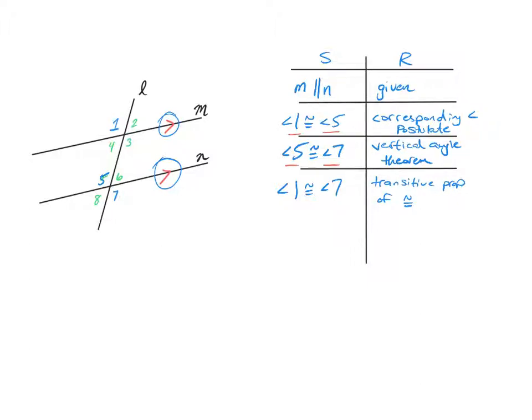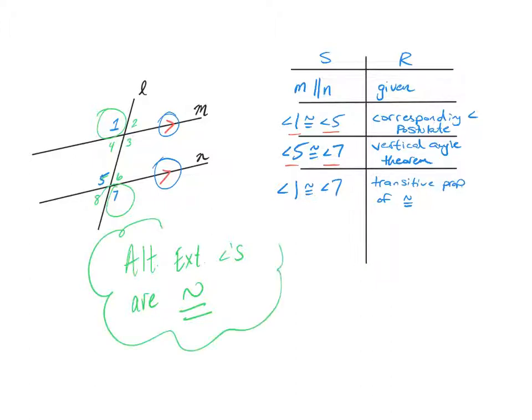So what does that mean to us? Well, let's take a step back and look at what kind of angles they are. Angle 1 and 7 are a pair of alternate exterior angles. So we've just proven that alternate exterior angles are congruent if a transversal intersects parallel lines. Cool beans. Let's see what else we got.